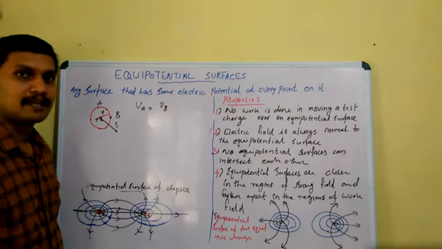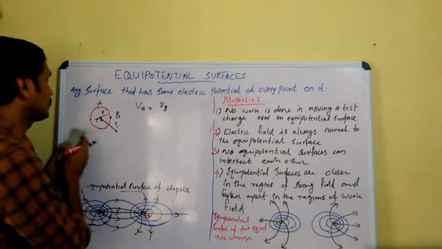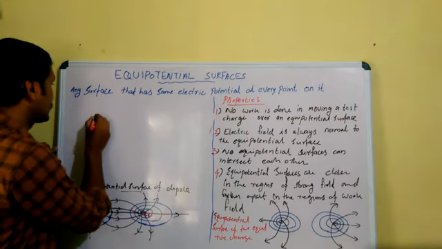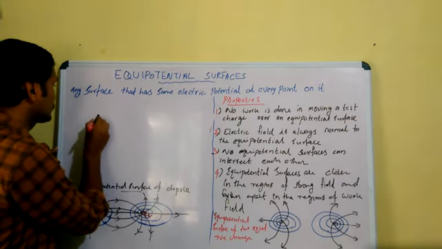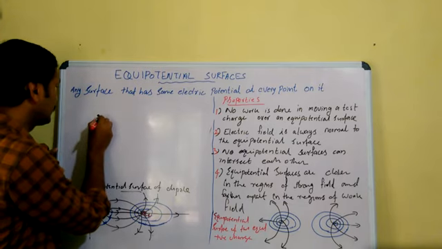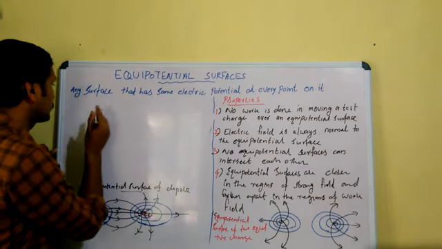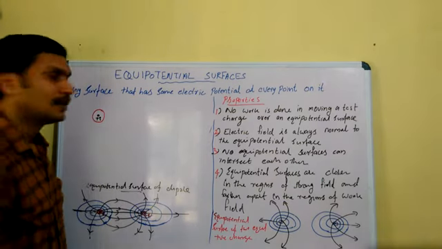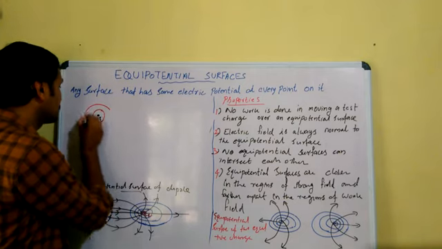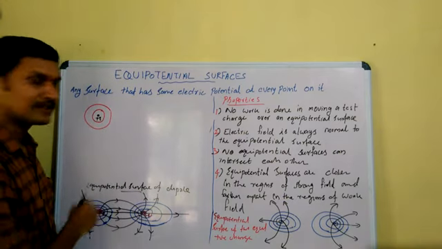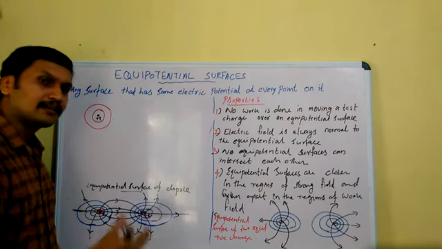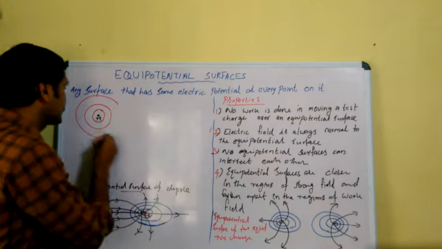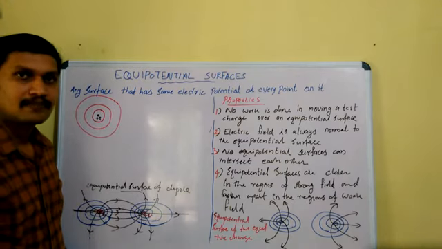So, an equipotential surface of a point charge is a spherical surface. We can show the equipotential surfaces due to a point charge like this. We can draw many equipotential surfaces for the point charge. This is a positive charge Q, and we are drawing one of the equipotential surfaces for it. This is one equipotential surface, and we can draw another like this. This is the second equipotential surface. We can draw many equipotential surfaces for the same charge like this. This is another equipotential surface.